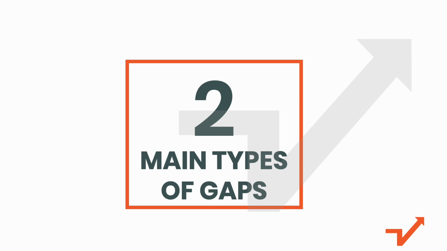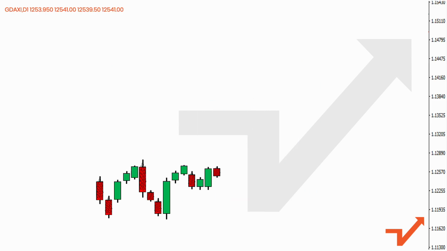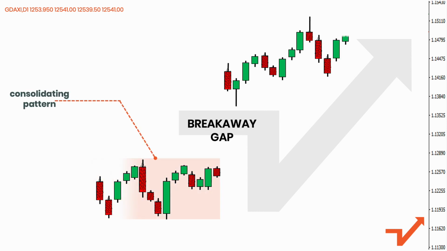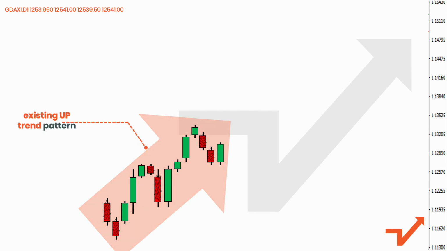There are two main types of gaps: breakaway and continuation. Breakaway gaps occur when the price breaks out from a consolidating pattern and usually signal the start of a new trend. Continuation gaps happen within an existing trend and usually indicate that the trend will continue.